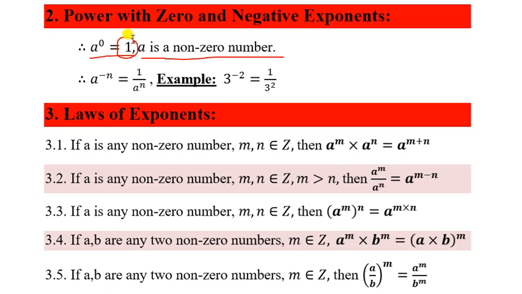Now negative exponent. When we are going to convert a negative exponent to a positive exponent, we just have to write the reciprocal form of that exponential. See, here is written a to the power minus n. We have to convert it into positive form. That means 1 by a to the power n. See, 1 by a to the power n, reciprocal only, then it will become positive.